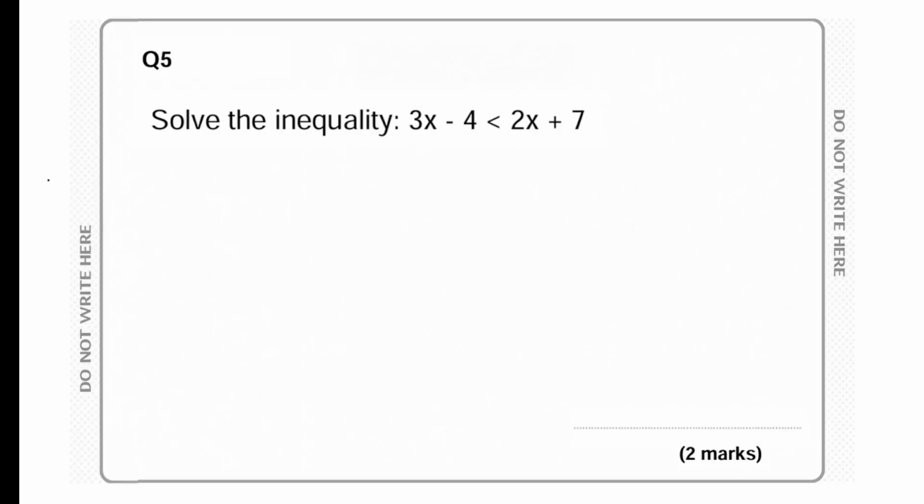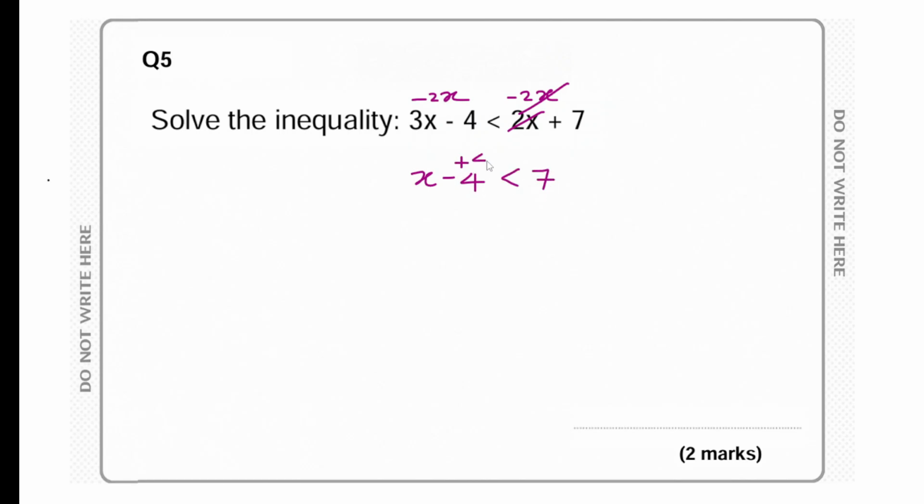Here's the fifth question. This question is on inequalities. Pause the video and try it. Solve the inequality 3x take away 4 is less than 2x add 7. Now obviously I'm going to take away 2x from both sides. So these 2 get cancelled out. 3x take away 2x is x take away 4 is less than 7.